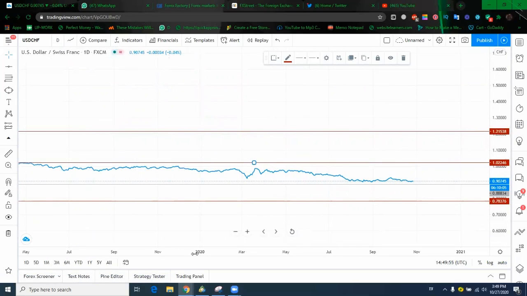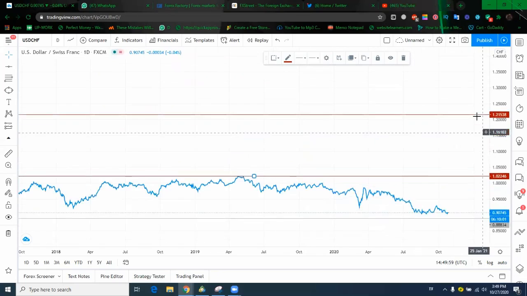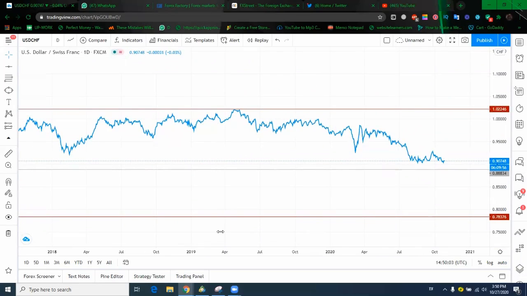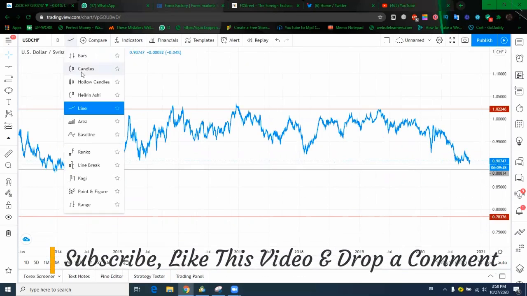And boom, here you go. Your daily time frame. Now, this is it. We have it now down to 2014. We've drawn our lines. It's visible. Now let's go back to our candlesticks.